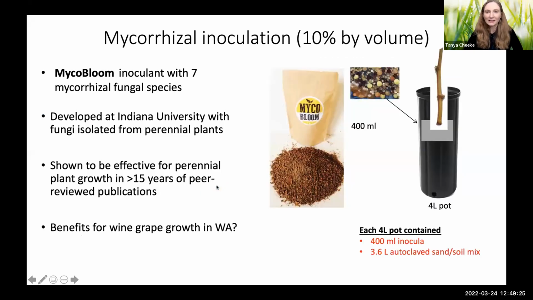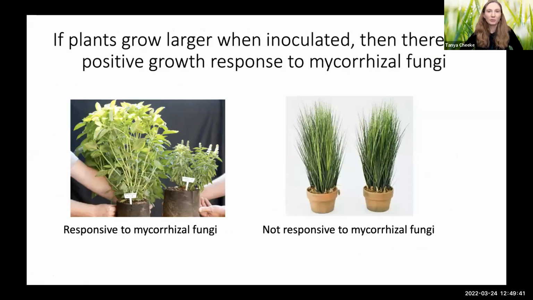And the way that we test this is we inoculate the pots. So we'll add the mycorrhizal fungi to the pots, and then we'll put in a plant, and then we'll grow them. And then what we do is we measure how big they grow with inoculation versus without. So if plants grow larger when they're inoculated, we would say this has a positive growth response to mycorrhizal fungi. So here's an example of basil growing with mycorrhizal fungi versus without. So this is an example of a positive growth response. It grows better with inoculation than without.